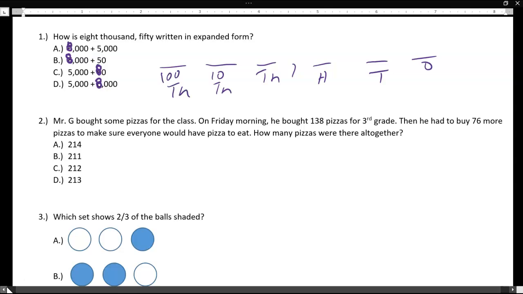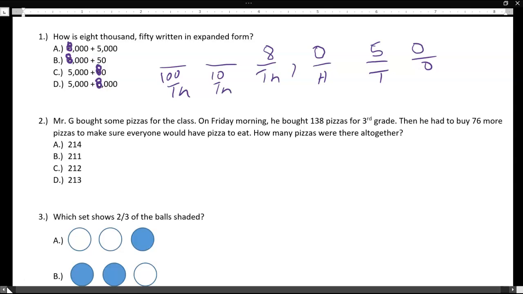Okay. Do I have any 100,000s? No. Do I have any 10,000s? No. What about thousands? Yes, 8. Do I have any hundreds? No. So that's 0. Do I have any tens? 5. Do I have any ones? No, it's 0. Okay, so let's think about this. 8,050.